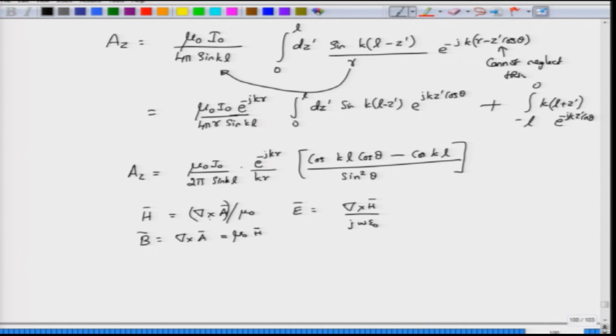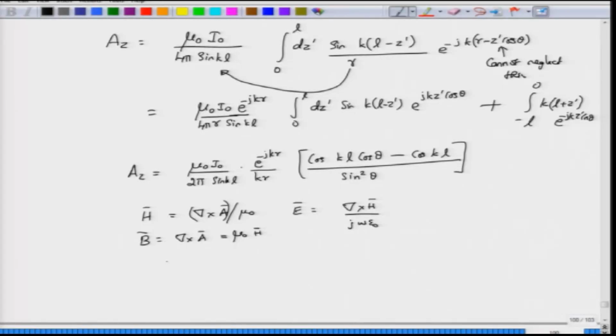So, you can find out the curl of this A z in the spherical coordinate system. Again, the expressions will be slightly tedious, not difficult, but tedious, and it requires you to write down the curl in spherical coordinates, which normally we do not do. But when you carry out the calculation, you can see that H will still be oriented along the phi direction, and it would be a function only of r and theta, with no dependence on phi. The direction will be phi, but the component itself will be independent of phi.